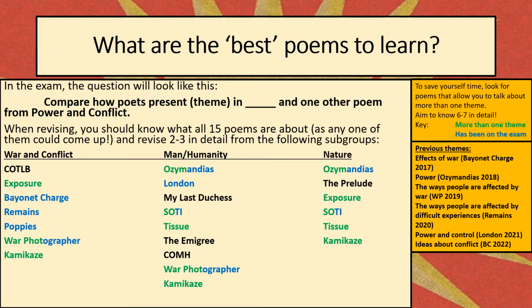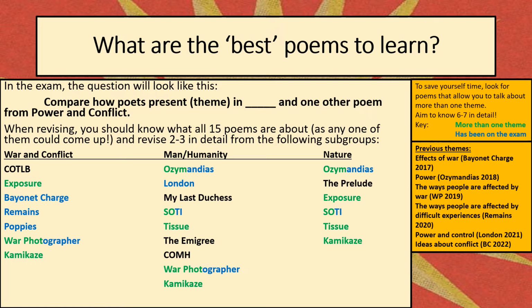What we've tried to do is look at three possible subgroups of ideas about these poems. Any that are green contain more than one theme, so I'll talk about those in a minute as individuals. Any that are in blue have been on the exam. That might be an exam down the right-hand side, or it might be something called specimen assessment materials, which AQA put together back in 2016, I think it was. So they have been used as an exam before.